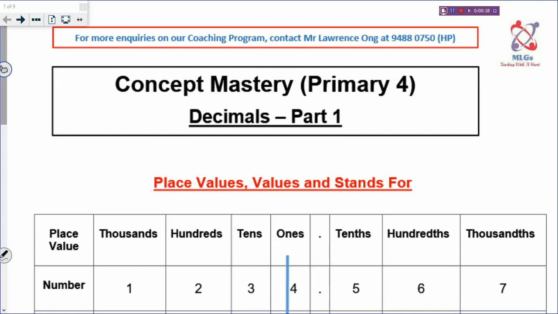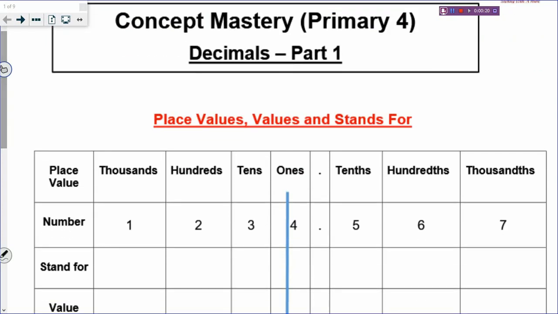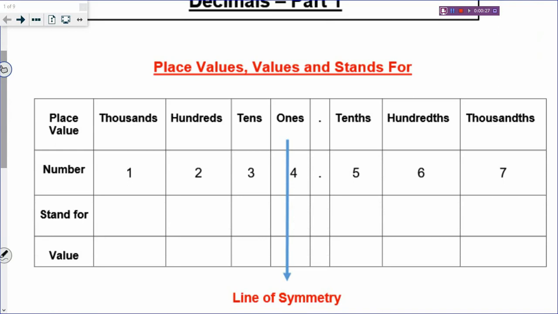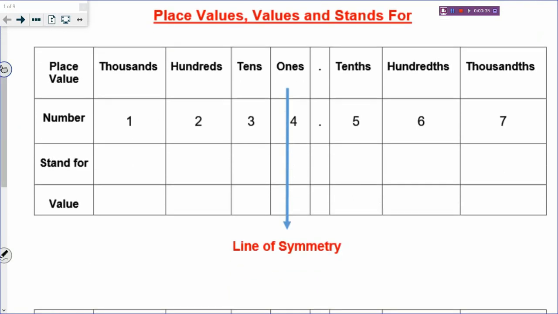Alright, so let's look at the first part of the lesson, and we'll look at place value. So when you see place value, what do they refer to? They refer to words, like thousands, hundreds, tens, and so on. So place values refer to words. If you look at the number that's given, 1, 2, 3, 4, 5.6, 7, that is your decimal. Once you see a decimal point, that means that is a decimal already.